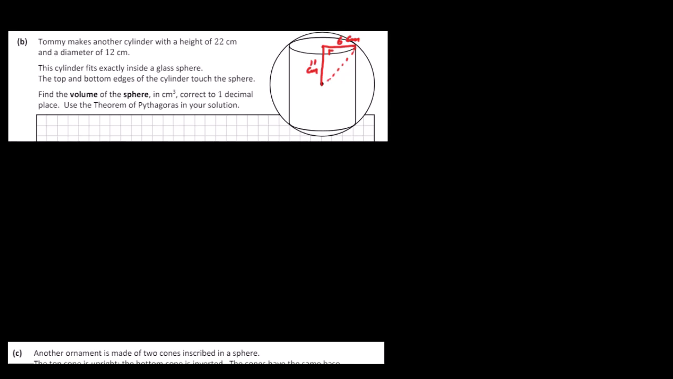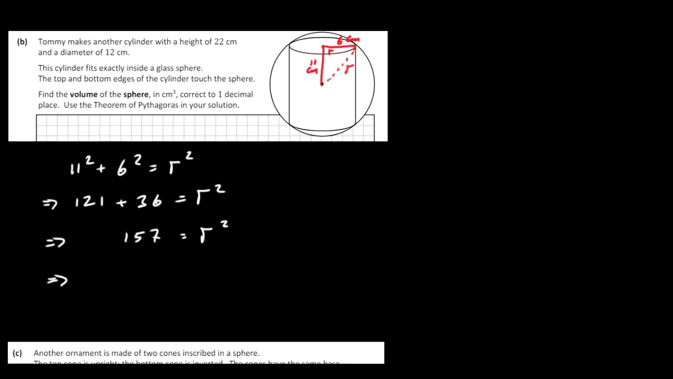So let's just do Pythagoras' theorem then. It's 11 squared plus 6 squared is equal to, we'll call it r, so I'll call this r here, squared. So 11 squared is 121, 6 squared is 36, is equal to r squared. R squared then is equal to 157. And r then is the square root of 157.